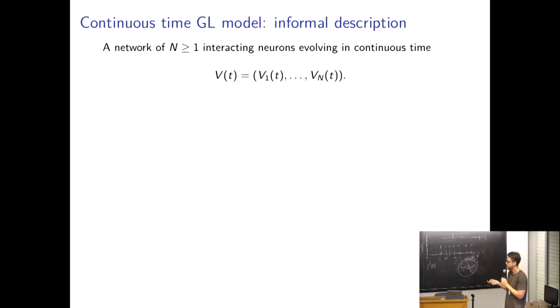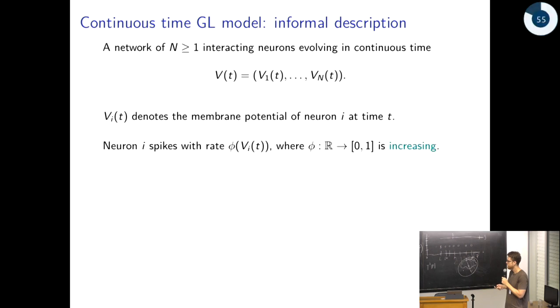Then I want to say something about the continuous time description of the GL model. And again, here, the informal description of this model now is, I have again capital N neurons. They are evolving in continuous time, and I'm describing the evolution of the membrane potential of each neuron again, but now time is continuous. Okay?